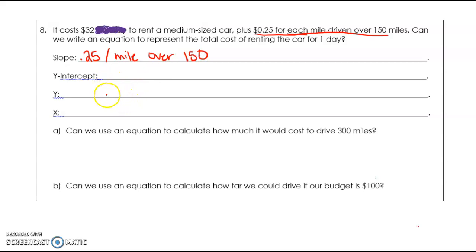Our y-intercept, so what is our starting amount? Well, that is $32. Okay, I'm getting charged $32 if I decide not to even drive this thing off the parking lot. They are still going to charge me $32. So in my equation, y equals mx plus b, y is going to be my total cost, how much it's going to cost me to rent this car, and x is going to be the miles over 150.